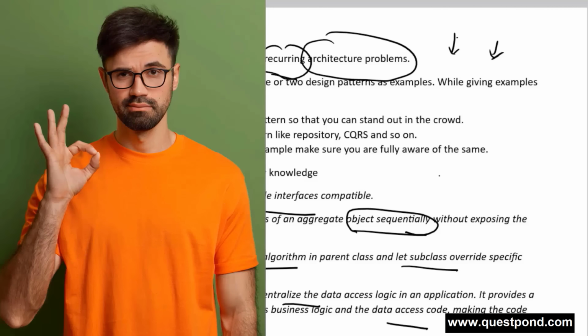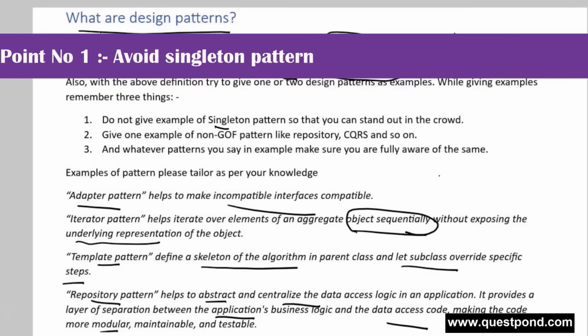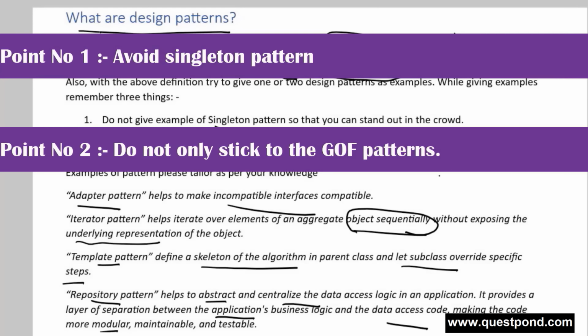And there are 3 important things to remember whenever you are giving these examples, right? First thing, point number 1, just try to avoid singleton pattern. I'm not saying that don't say singleton pattern, but if you want to stand out in the crowd, then don't use singleton pattern as an example, because every developer actually uses this example in interviews, right? Second, do not just stick to GOF patterns, means do not just stick to Gang of 4 patterns.